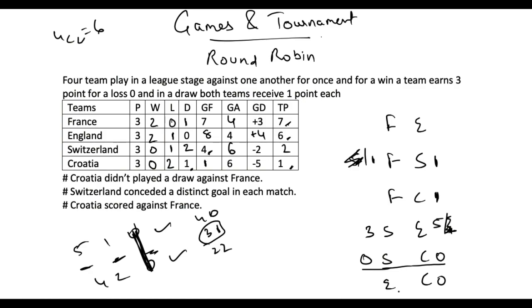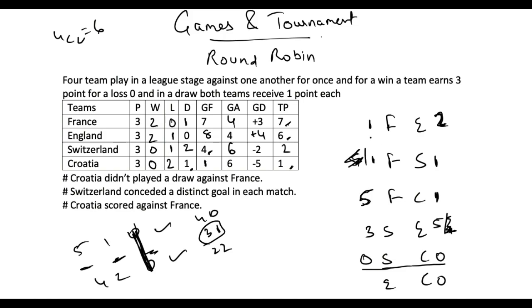Now as England has conceded 4 goals, out of which it has conceded 0 against Croatia and 3 against Switzerland, it will concede 1 against France. Now France has scored a total of 7 goals, out of which 1 against England and 1 against Switzerland, so it will score 5 goals against Croatia. Now we have England, who has to play against France and Croatia, and France has conceded 4 goals, out of which 1 against Croatia and 1 against Switzerland, so it will concede 2 against England.